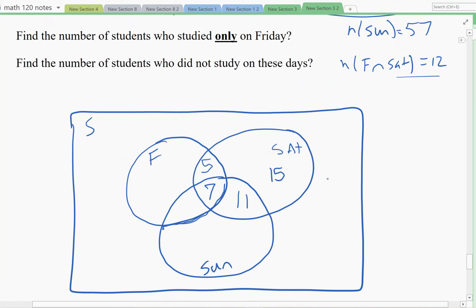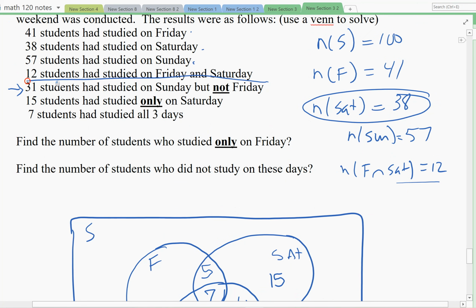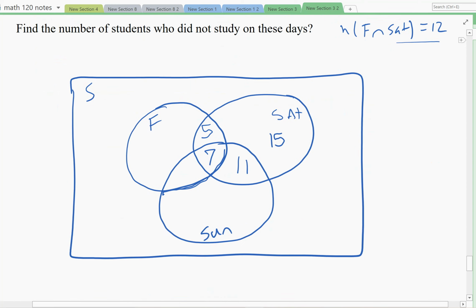Now I can use that 31. If I go back, now I can do this. 31 students studied on Sunday, but not Friday. That's this wedge here, right? 31 land in this sort of moon shape. 11 of them landed in this region, which means if this adds up to 31, I have 20 that are only studying on Sunday, right? Those have to add up to 31, studying on Sunday but not Friday. 11 of them studying on Saturday. 20 of those 31 only studied on Sunday.